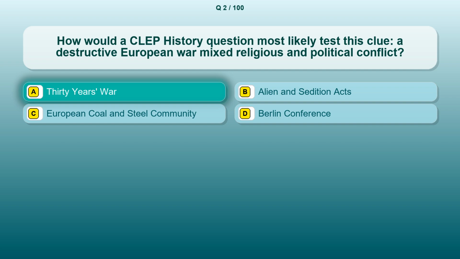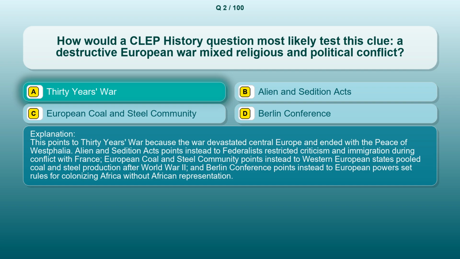The correct answer is option A. 30 Years' War. This points to 30 Years' War because the war devastated Central Europe and ended with the Peace of Westphalia. Alien and Sedition Acts points instead to Federalists' restricted criticism and immigration during conflict with France. European Coal and Steel Community points instead to Western European states' pooled coal and steel production after World War II, and Berlin Conference points instead to European powers set rules for colonizing Africa without African representation.